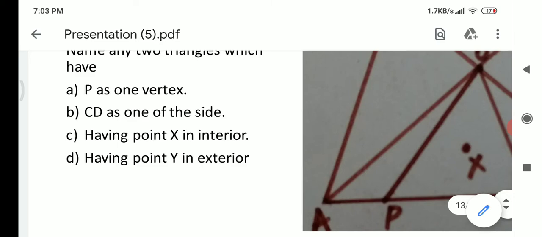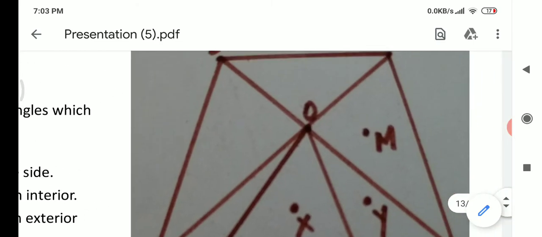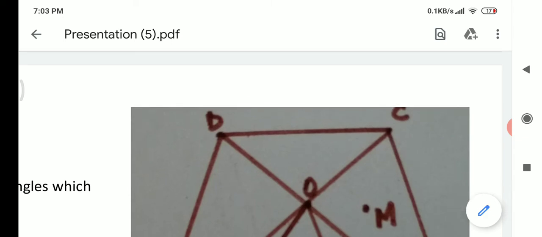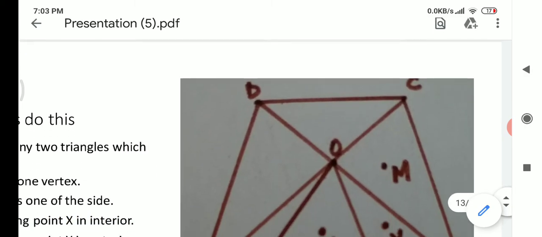Right? The second one is CD as one of the sides. Now let me come to the CD. This is the side CD. There is one triangle formed by CD. Visible easily. COD. Right? COD. Is there any other triangle which can be formed by the side CD?